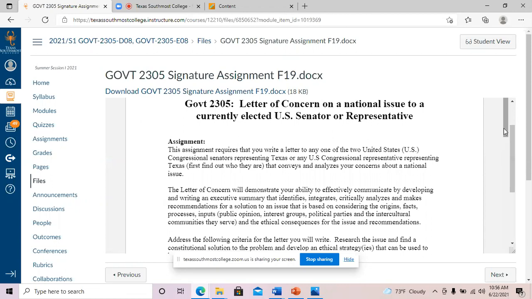But again, you don't have to because this is a mock letter. Okay. So what you're going to do again, you're going to pick one of these members of Congress, and you're going to write a letter that conveys and analyzes your concerns about a national issue. That's the key thing: it has to be a national issue, because this is Government 2305. If it was Texas government, then you would be writing about a state or local issue. But because this is federal government, you're going to be writing about a national issue.